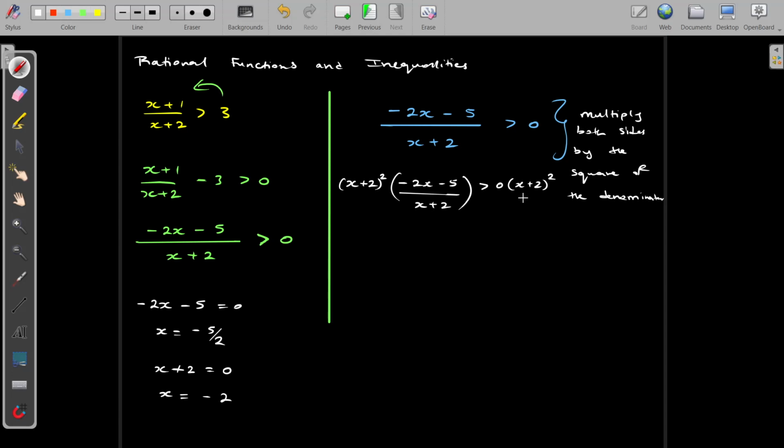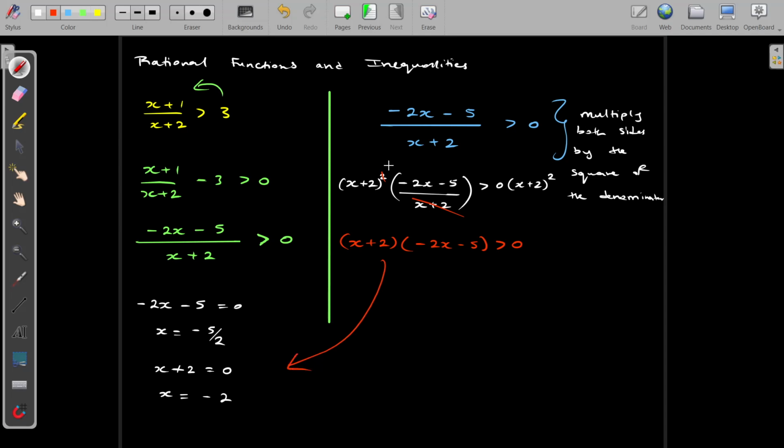And we know what's going to happen on the right hand side. That's still going to be 0. And on the left hand side, the denominator will cancel out the square. Are we seeing that? Yes, sir. So now we will have x plus 2 times minus 2x minus 5 is greater than 0. So these would be our two factors, and then we still would have to solve like down here.